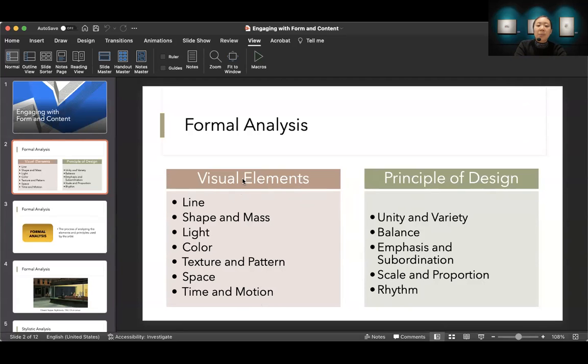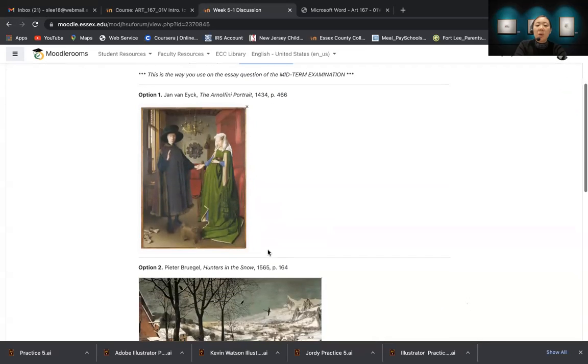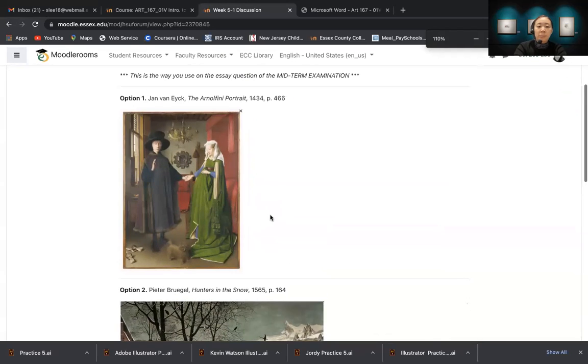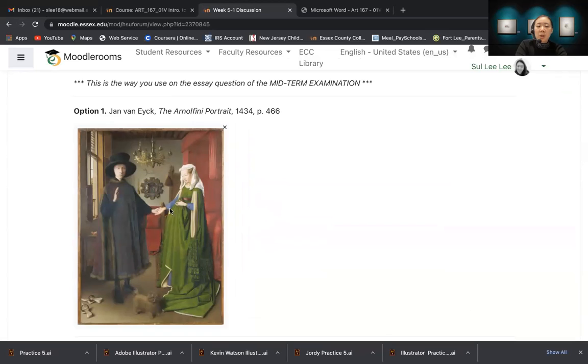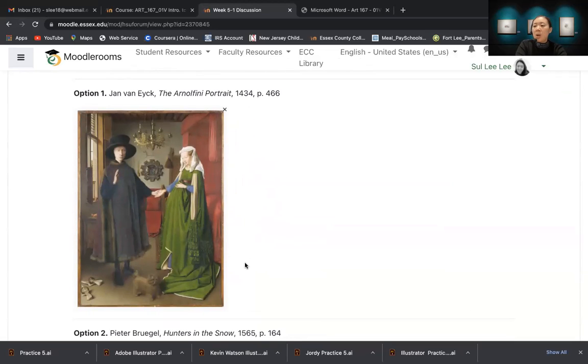So let's see one of the options, for example. Let's just see option 1, for example. So, formal analysis. So what can you see? Can you find the visual elements and the principles of design in this work of art? What kind of factors can you see?